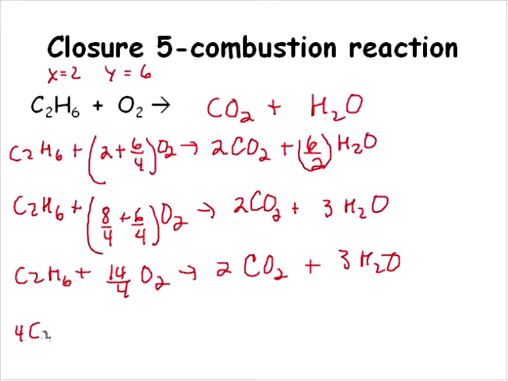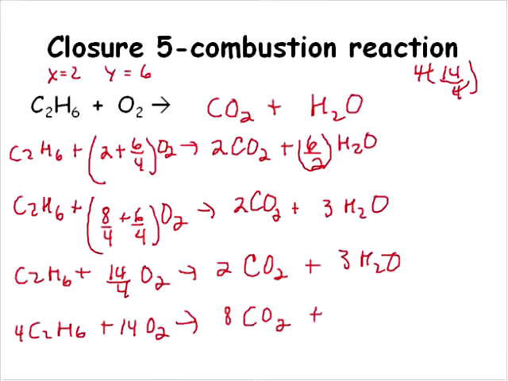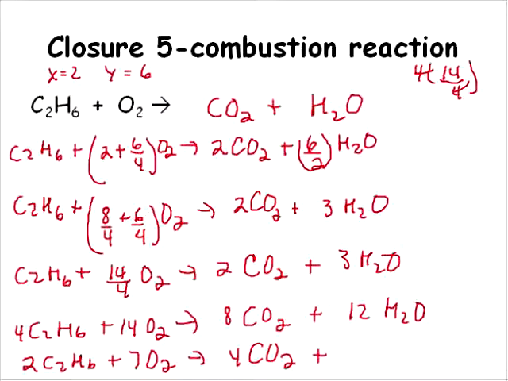So it'd be 4 C2H6 plus 14 O2. Okay, remember the 4 times 14 over 4. The 4's cancel out. 4 times 2 is 8 CO2 plus 4 times 3 is 12 H2O. And it looks like we could divide everything by 2. So we have 2 C2H6 plus 7 O2 gives us 4 CO2 plus 6 H2O.